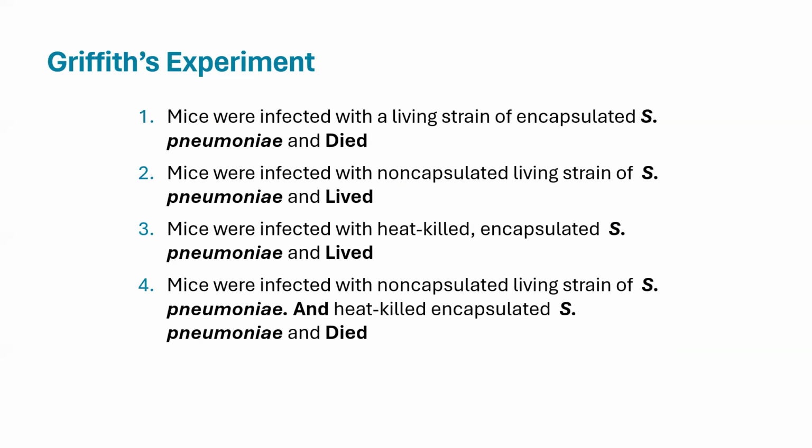So here's an example of those four scenarios with the S. pneumoniae again. And keeping in mind that the really important step, I mean, all of them are important because they're controls, but the part that shows that transformation is happening is the fact that the dead cells that could not cause infection are able to transfer traits to the living cells that couldn't cause infection, making them able to cause infection.